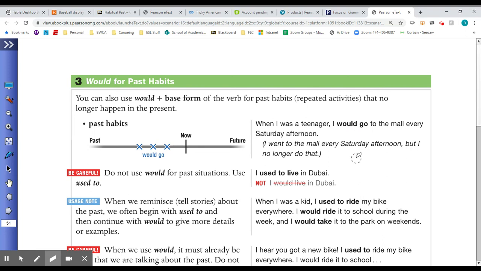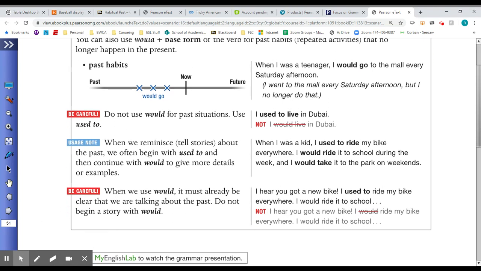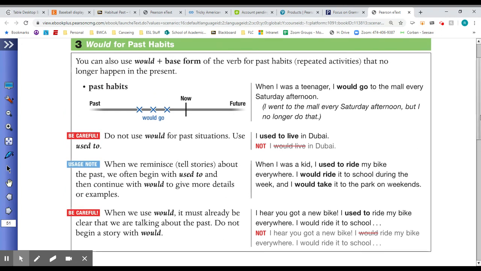It is very common to use would after we introduce the habitual past with used to. Would is a modal verb, and always in English, after a modal verb, we use the base form of the verb. So, when I was a teenager, I would go to the mall every Saturday afternoon. But again, be careful. Don't use would for past situations. Say, I used to live in Dubai, not I would live in Dubai.